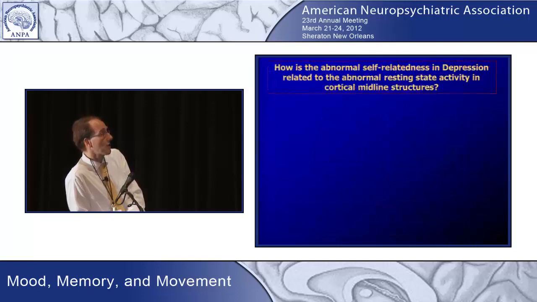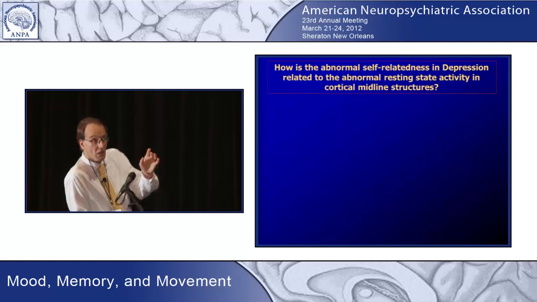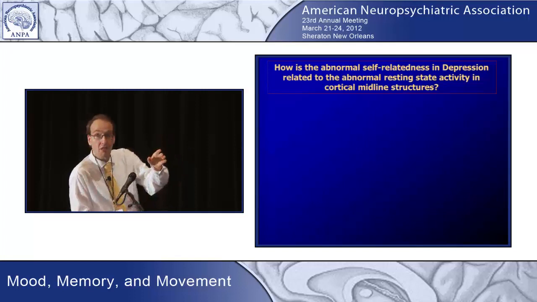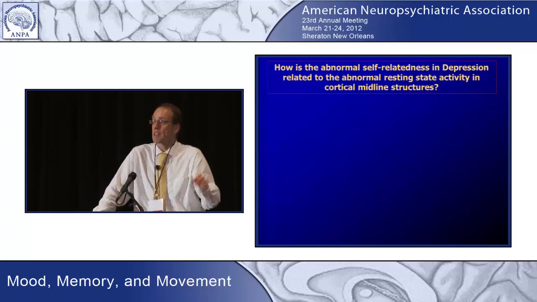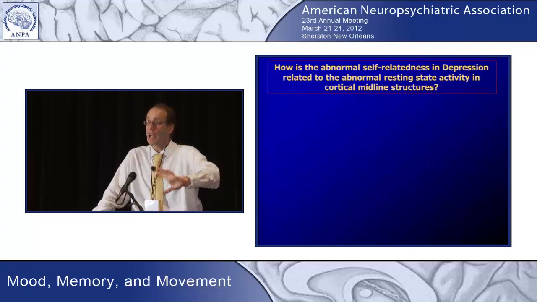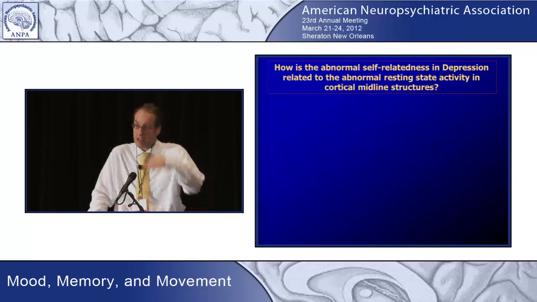So now I showed you so far that the midline regions are involved in stimulus-related activity to the self. What you want is how is that related to resting state activity? Maybe it's a secondary manifestation of the abnormal resting state activity, which is supposed to be abnormally high. And that obviously would make my point with the systemic disorder.